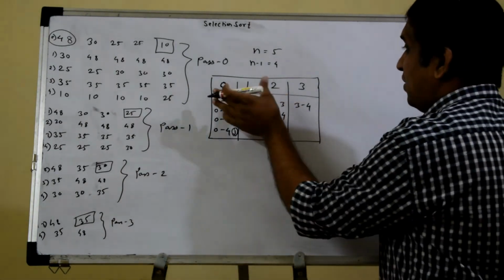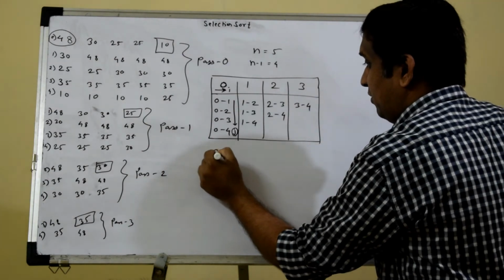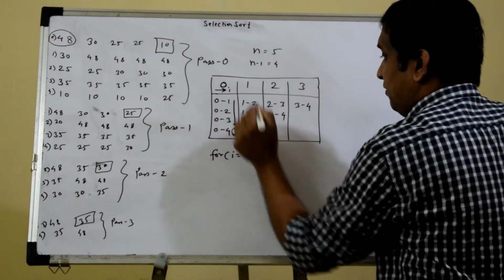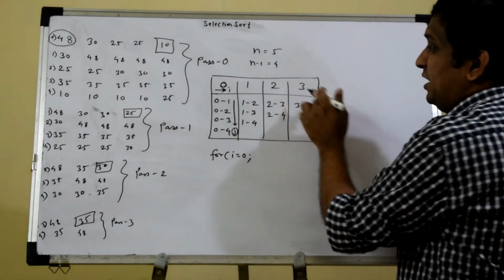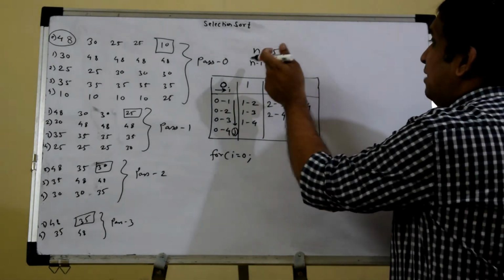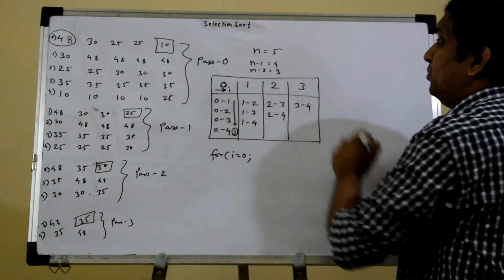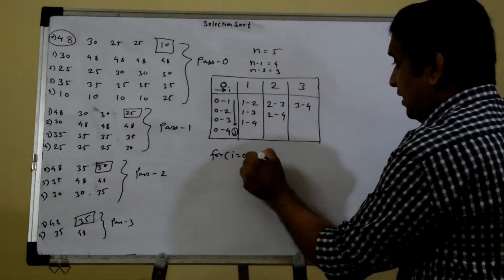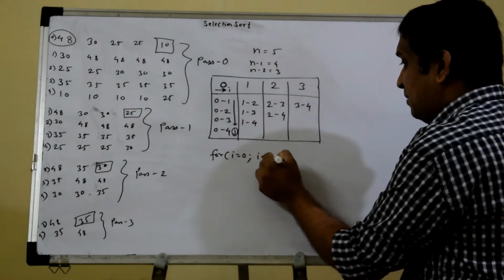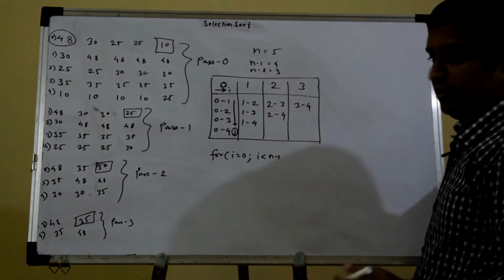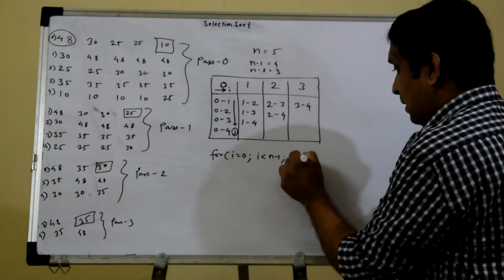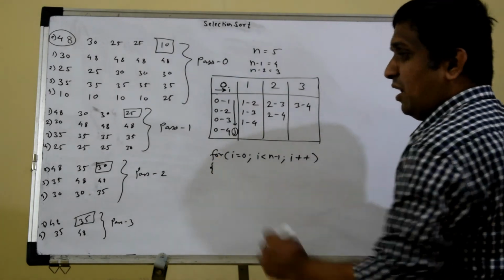So what will be the range of I and J? One for loop for the I variable. The I variable starts with 0 and goes till 3, which means n minus 2, where n is 5 in general. That means I can write I less than n minus 1, or I less than or equal to n minus 2, I plus plus. So this will be the range of I.